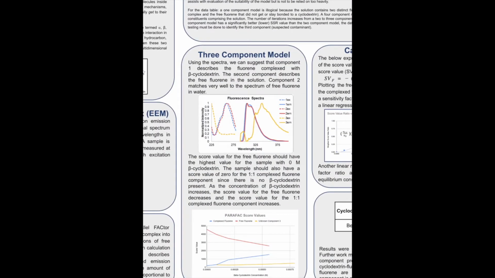Using the spectra, we suggest that component 1 describes the fluorine complex with beta cyclodextrin. The second component describes the free fluorine in the solution. Component 2 matches very well to the spectrum of free fluorine in water. The score value for the free fluorine should have the highest value for the sample with 0 molar beta cyclodextrin. The sample should also have a score value of 0 for the 1-to-1 complex fluorine component since there is no beta cyclodextrin present. As the concentration of beta cyclodextrin increases, the score value for the free fluorine decreases and the score value for the 1-to-1 complex fluorine component increases.